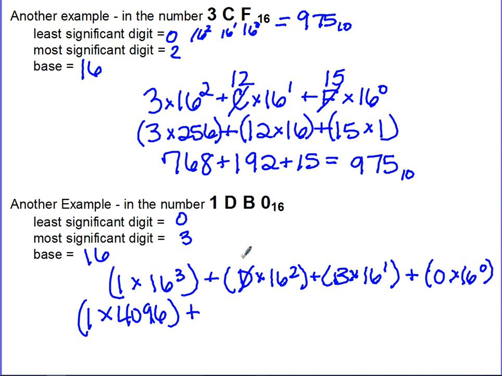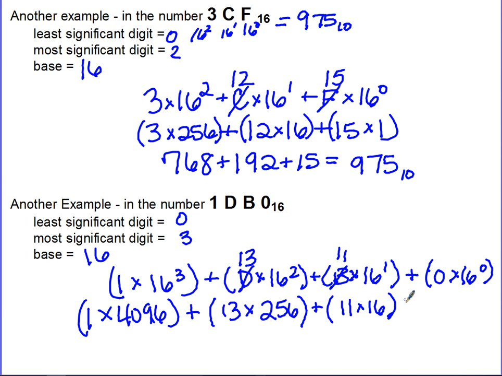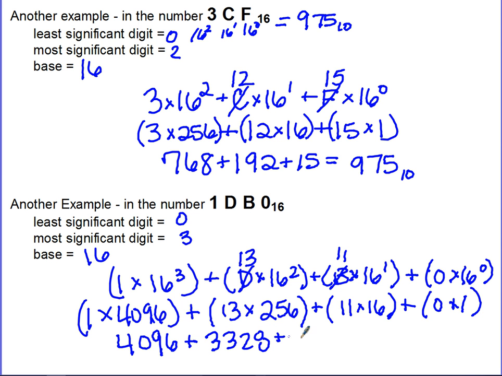Plus D, which when we go through our conversion is 13. B is 11. So we get 13 times 256 plus 11 times 16. So you can already tell this is going to be a pretty large number, and 0 times 1. So I have the 4096 plus 3328 plus 176 plus 0, a final value of 7,600.